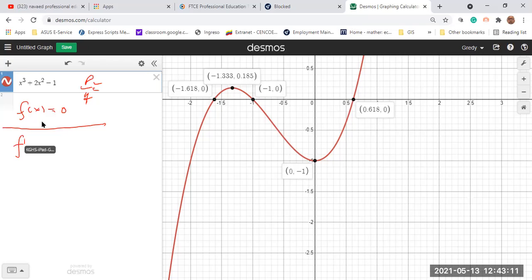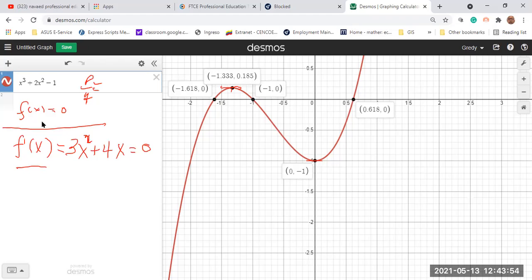Let's take the first derivative of this function. What is the first derivative? It is 3x squared plus 4x, right? So that's the first derivative. The first derivative is the slope. At this point, what is the value of the slope? Well, it's a horizontal line, the tangent is horizontal. That means the slope should be 0. So when the slope is 0, we can find the value right there.